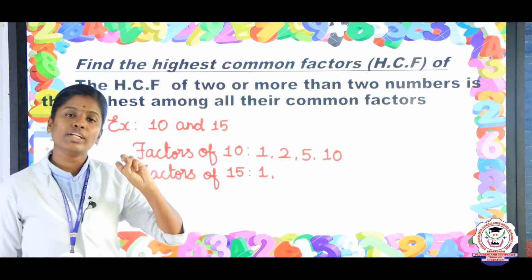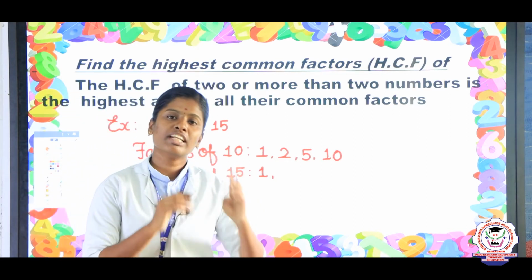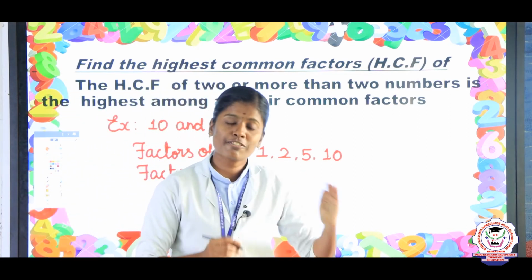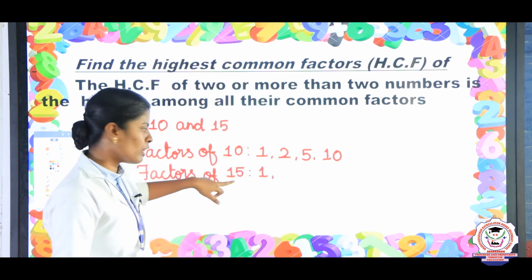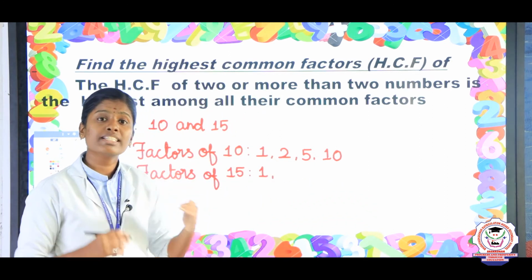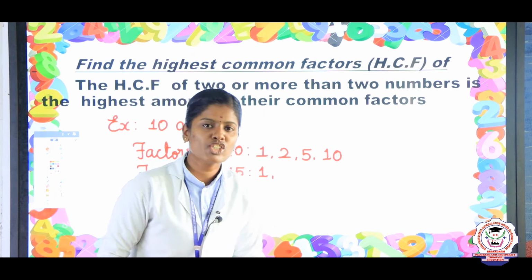Now we are going to check 2 table. 2 table 15 is not possible. Why? Because 15 is an odd number, the number ends with an odd digit, and the 2 table has even numbers. So 15 is not possible.